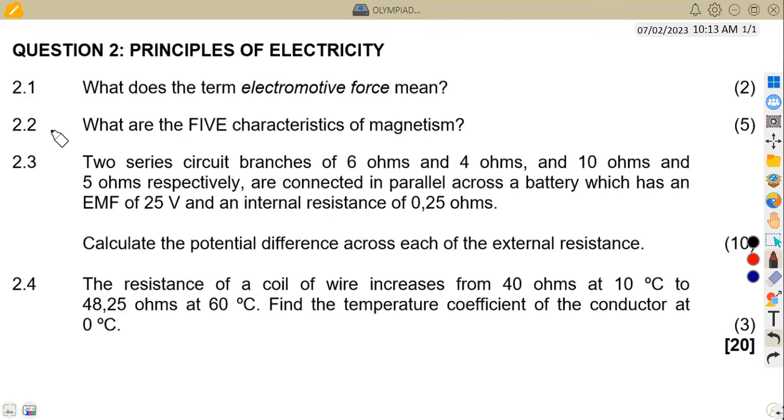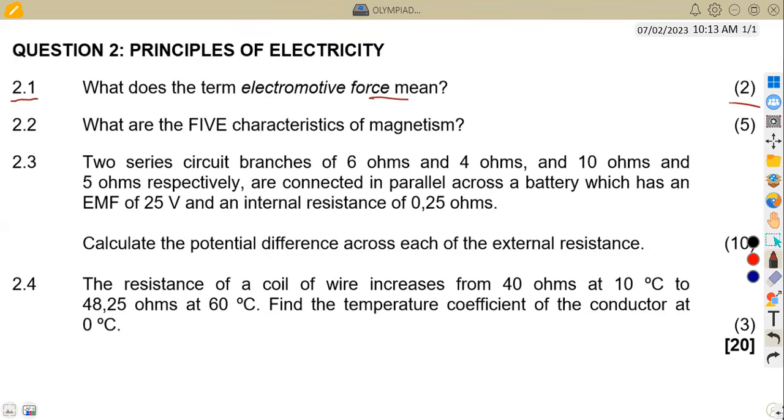such typical questions. So we've got the first part of our question, which is 2.1, where we're given: what does the term electromotive force mean? We are given the definition. What does the term mean? That is a definition for that term. All right, that is 2 marks for that.